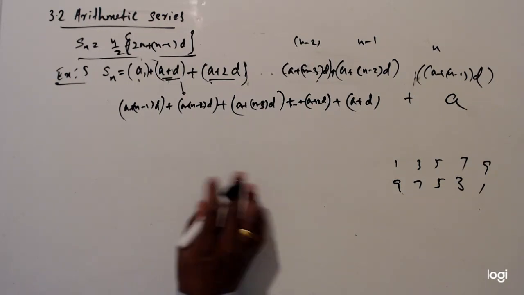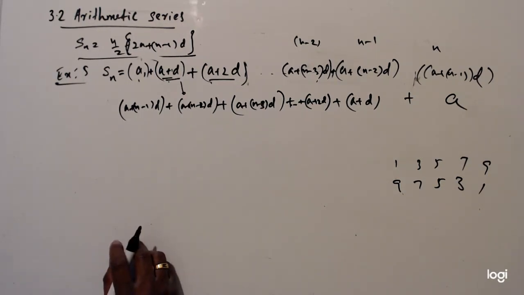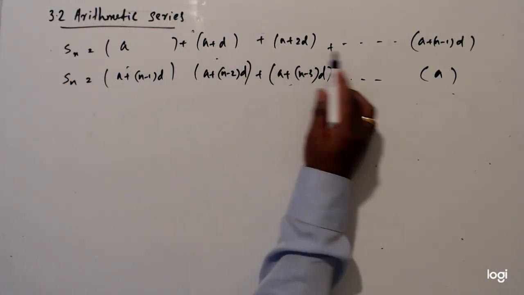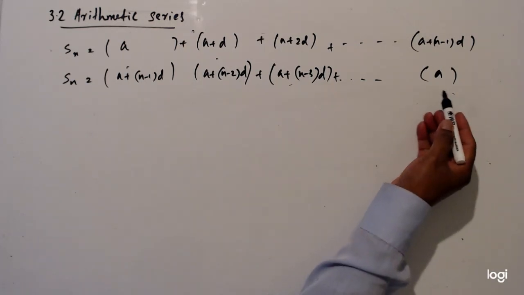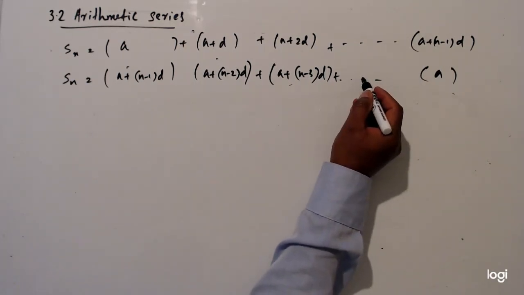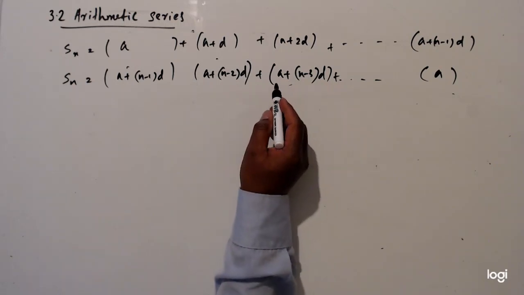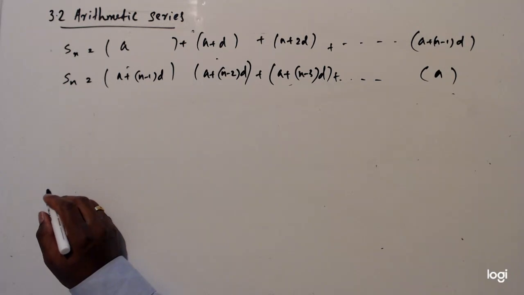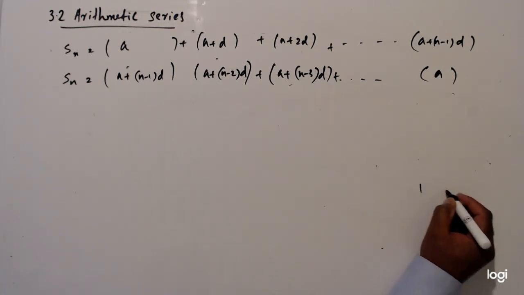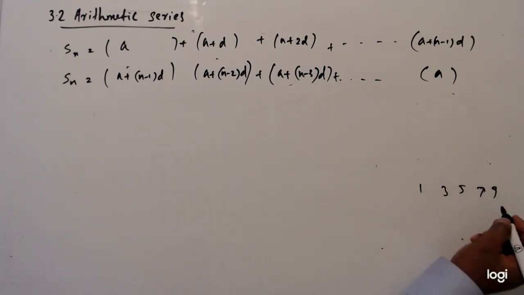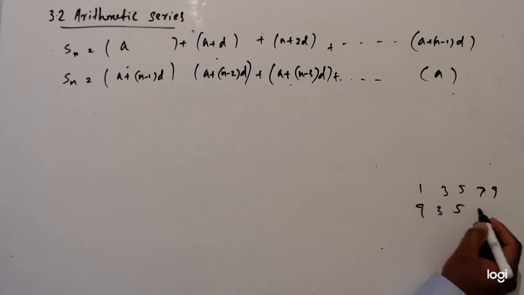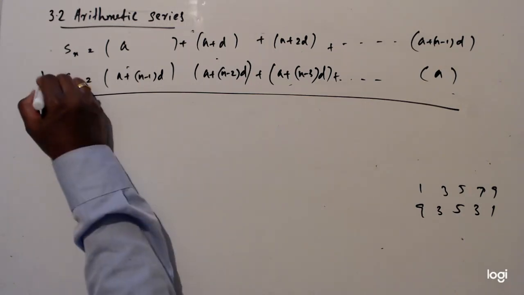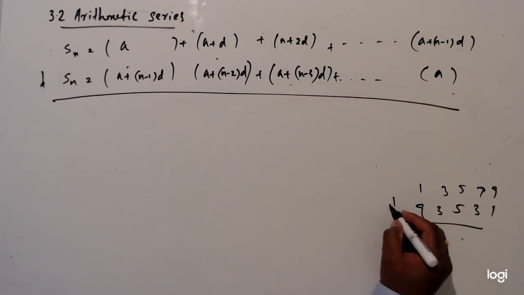I will rewrite to understand this one clearly. So I wrote it like this again: a, a plus d, a plus 2d, up to a plus n minus 1 d. So now it's like 1, 3, 5, 7, 9 and 9, 7, 5, 3, 1. Now we are going to add those two together.